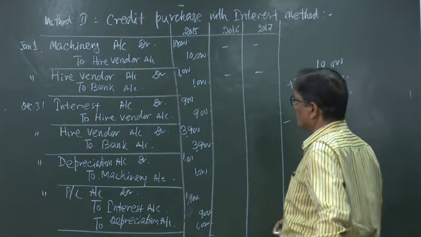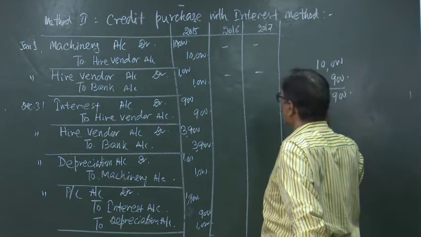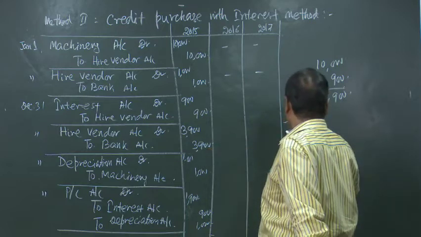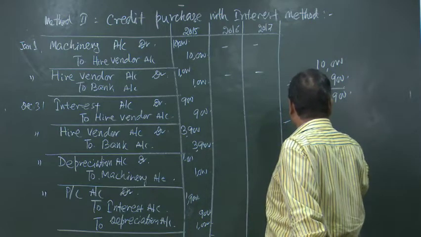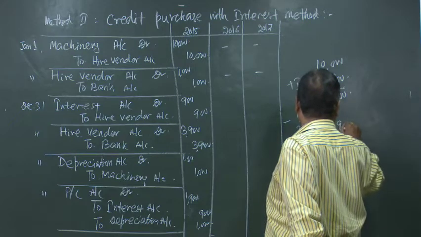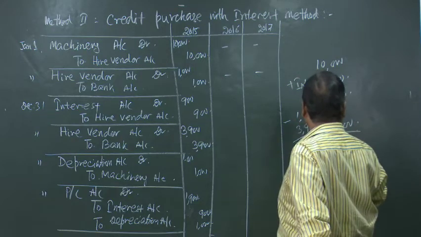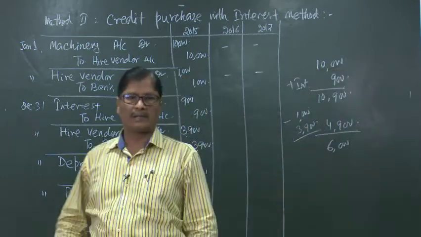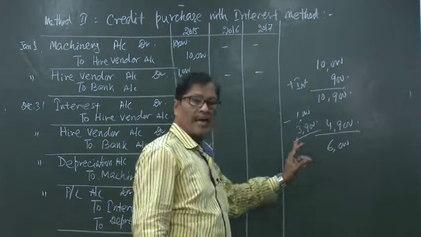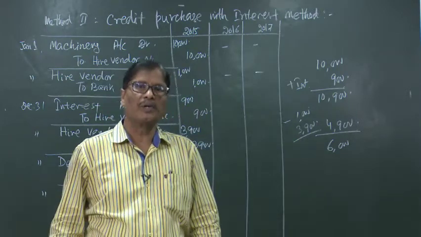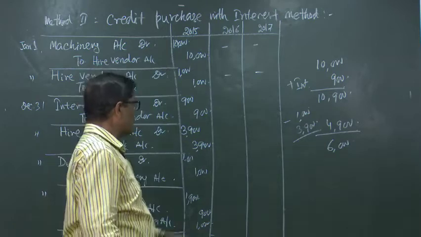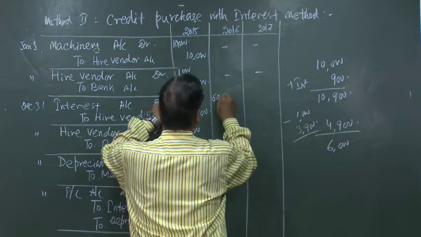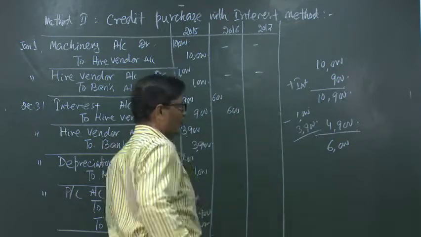How much have we given in the first year? We have given the down payment 1,000 here, and again we have given another 3,900. So, in total we have given 4,900. That means the amount due at the beginning of the second year is 6,000. So, to calculate the interest on 6,000 at the rate of 10%, it comes to 600. So, that 600 rupees will be the amount of interest in the second year. We will be writing 600 in both the places.